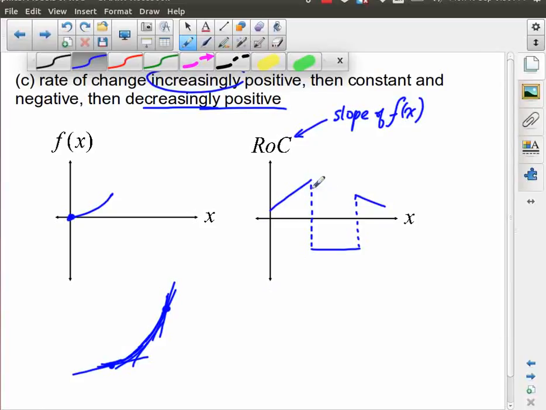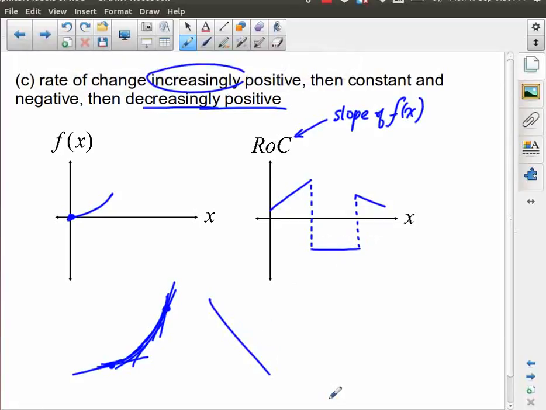Okay, now what do we have here? We have a negative slope, and it's constant. Well, what does it look like to have a negative slope? That's a line like this, and constant means this slope never changes. So there we go, a straight line down to the right. I went through the x-axis. That was completely arbitrary. I just made a smooth straight line there.